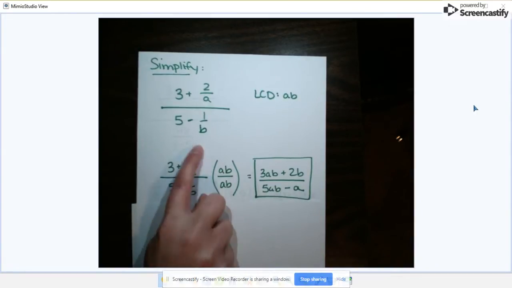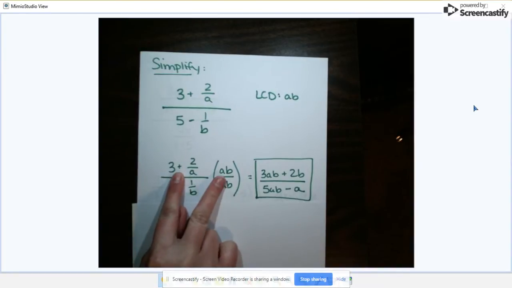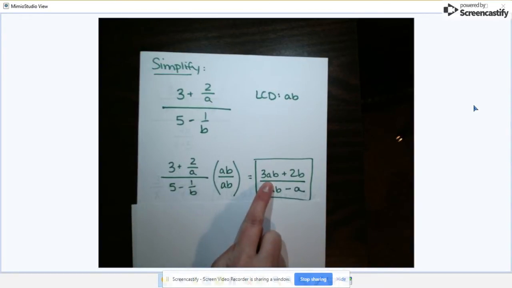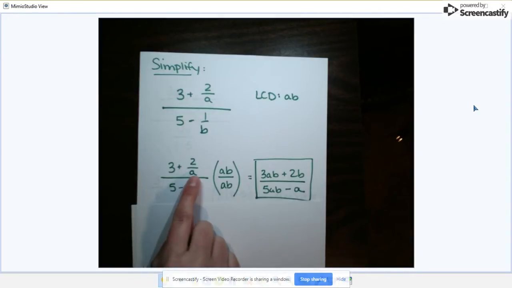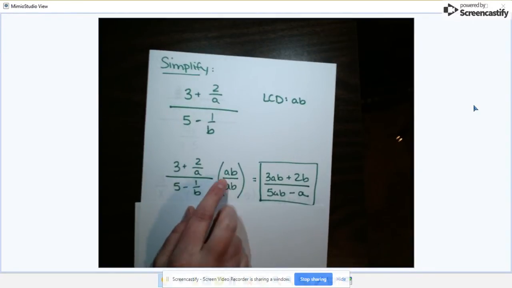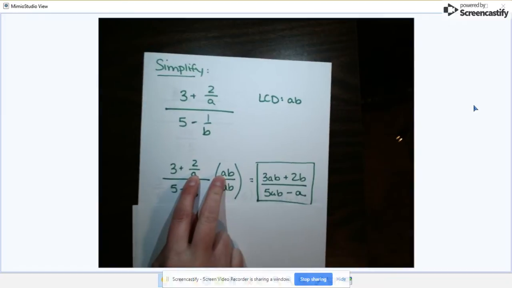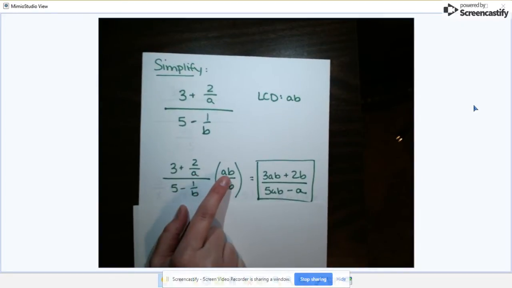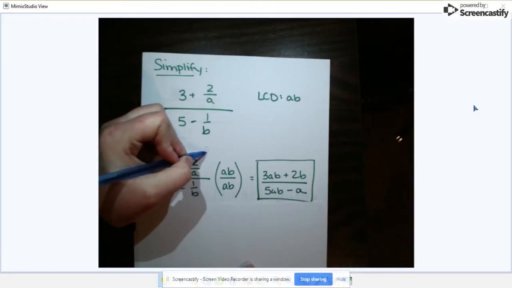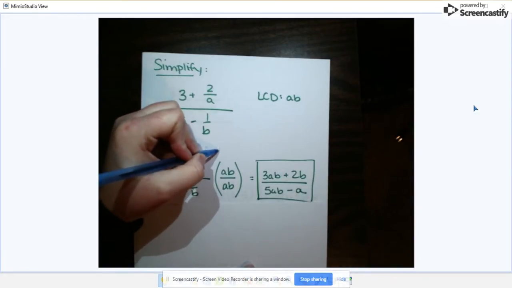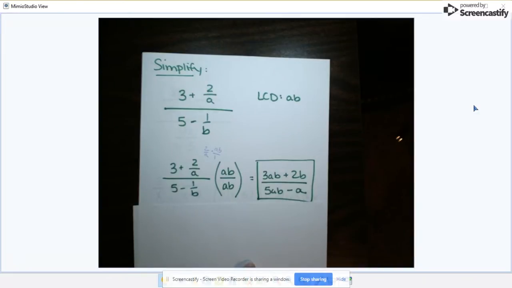And now we're going to distribute. So we're going to have a 3 times ab, which is where this comes from. And then this 2 over a times ab, the a's will cancel. Because technically, in order to multiply fractions, you have to put this ab over 1. That's going to look like 2 over a times ab over 1. And here your a's cancel, leaving you with a 2b.